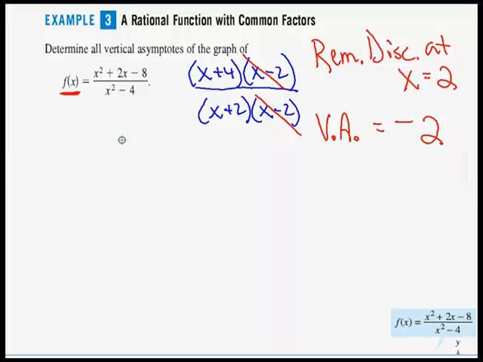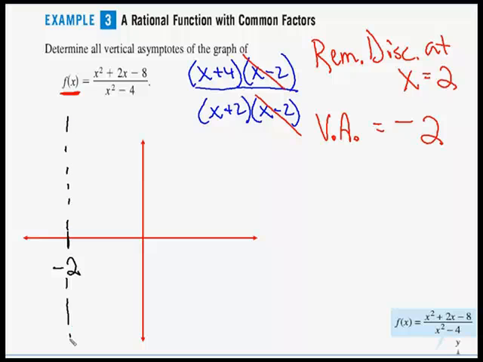So let's see if we can come up with a graph. I guess the directions say determine all vertical asymptotes, and we found the vertical asymptote, and we could stop right there, but I'm having too much fun. So we know there's a vertical asymptote here at negative 2, and it's going to be dot, dot, dot, dot, dot. There's our asymptote. Let's figure out as we approach from numbers a little bit less than that.